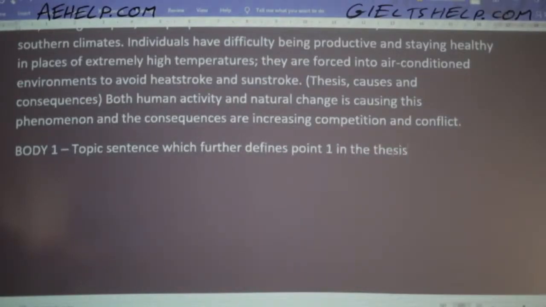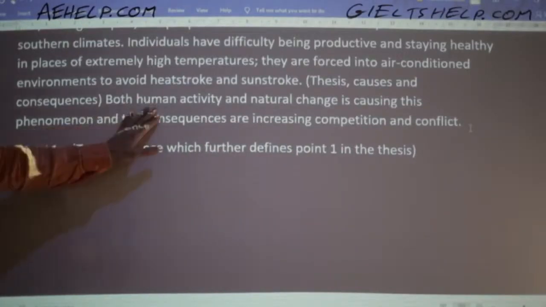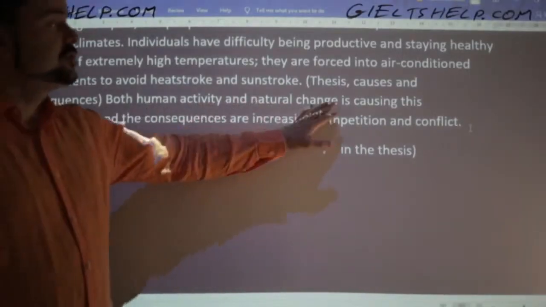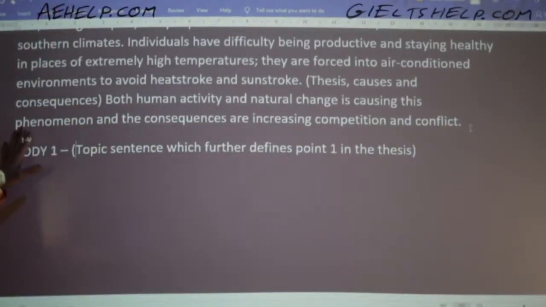Exactly. So that's what you start with. And in this case, that is our causes. So in this case, it's human activity and natural change causing the phenomenon of global warming. Okay. All right.